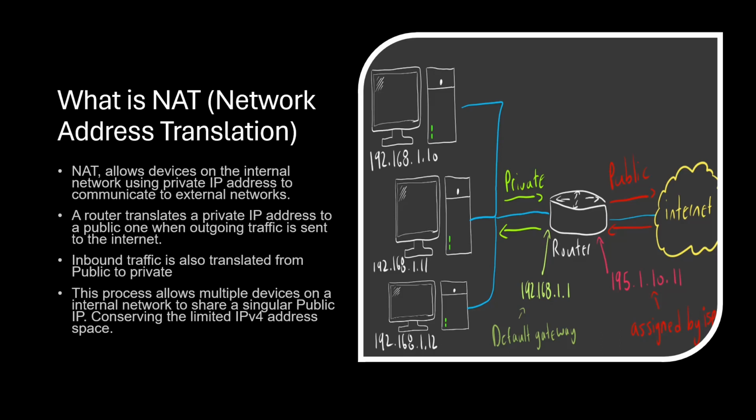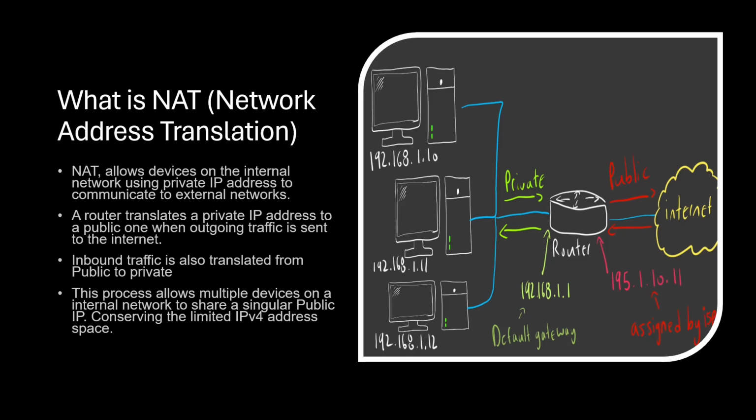It wants to send outgoing traffic to the internet, while the router talks on behalf of the PC with an assigned public IP of 195.1.10.11, as you can see right here. This is the router's public IP, and it will translate this private IP into a public one, and then when data from the internet is coming back, it will translate it back into a private IP. So this process basically allows multiple devices on your network to all share one public IP.